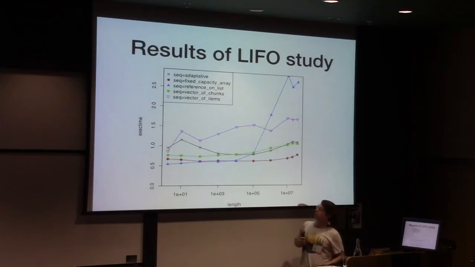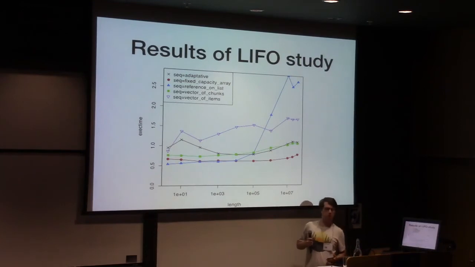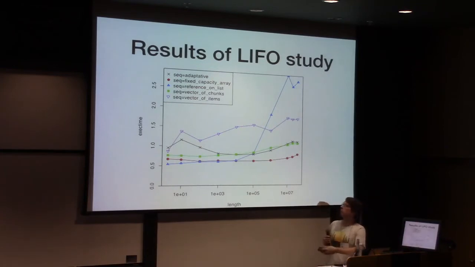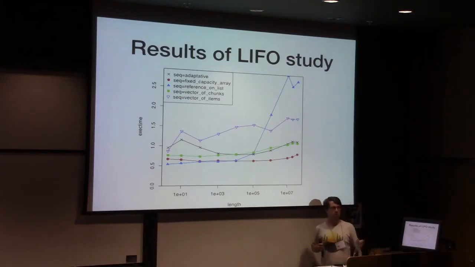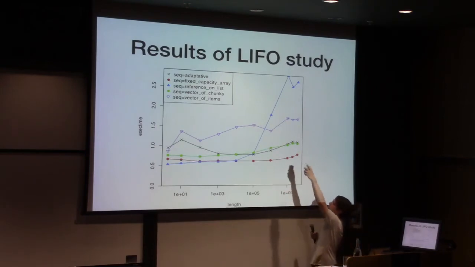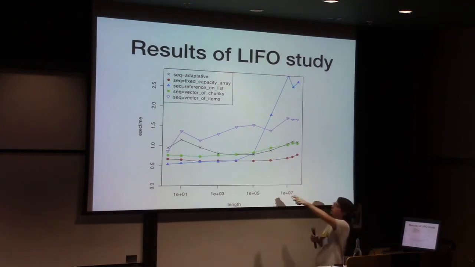So the first result here, the singly linked list performs quite well when you have small sequence sizes, and it degrades horribly when you have large ones, as you would expect. The fixed capacity array is best because if you know the size in advance, it's much more efficient to do that than just allocate it. The vector of items, which is just a vector of individual items, the STL style vector, that's not so great. It's this blue curve there, and aside from the linked list, it's the worst.